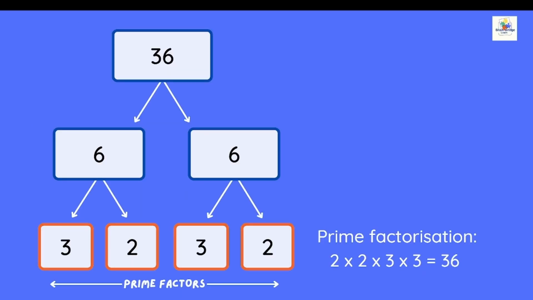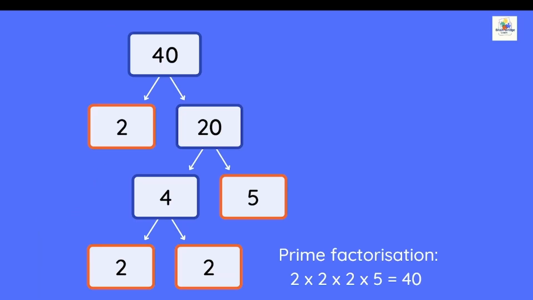Next we have the prime factorization of 36. So 36 will be 6 and 6, which will result as 3 and 2, 3 and 2. So the prime factorization will result as 2 times 2 times 3 times 3 equals 36.